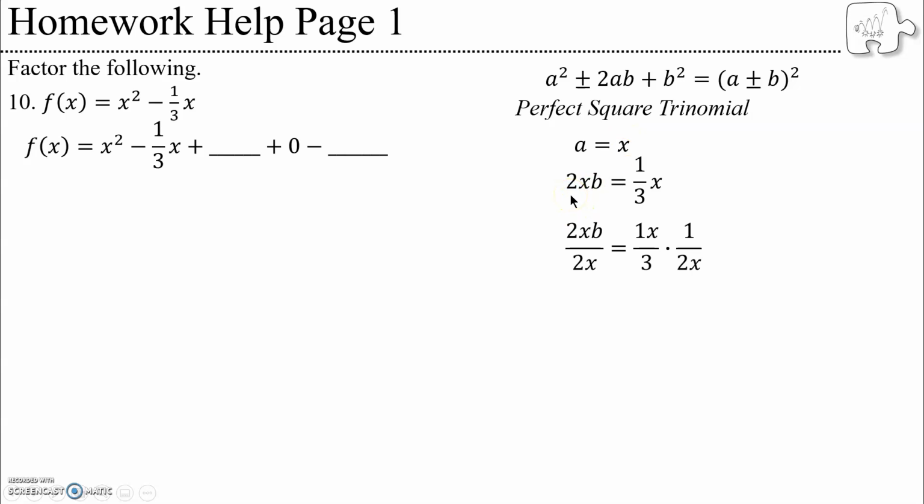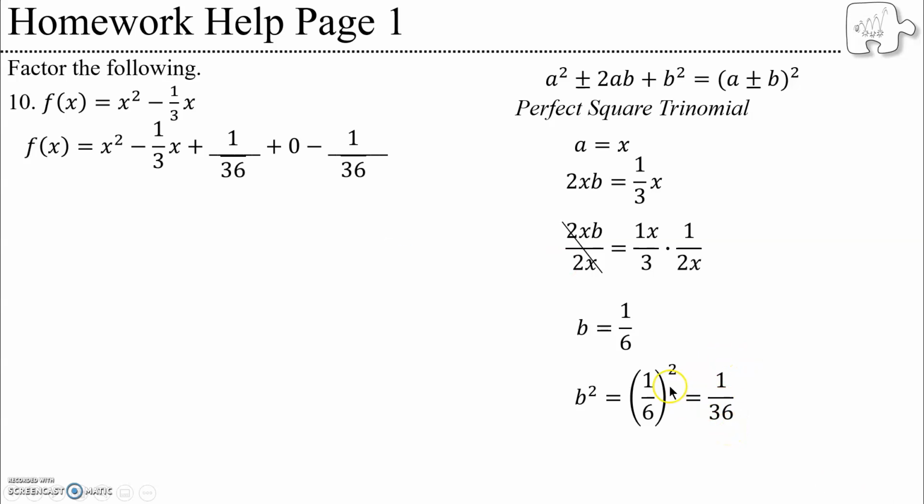So we could divide by 2x on both sides. Remember that dividing by 2x, like what we're doing on the left, is the same thing as multiplying by 1 over 2x, like what we're doing on the right. So the x cancels out the x, and then we're left with 1 times 1 over 3 times 2. 1 times 1 is 1, 3 times 2 is 6. So we have b is 1 over 6. We need to know what b squared is, because that's what we're going to put here, and then we're going to put it here. So if b is 1 over 6, then b squared is 1 over 6 squared, which is 1 over 36.